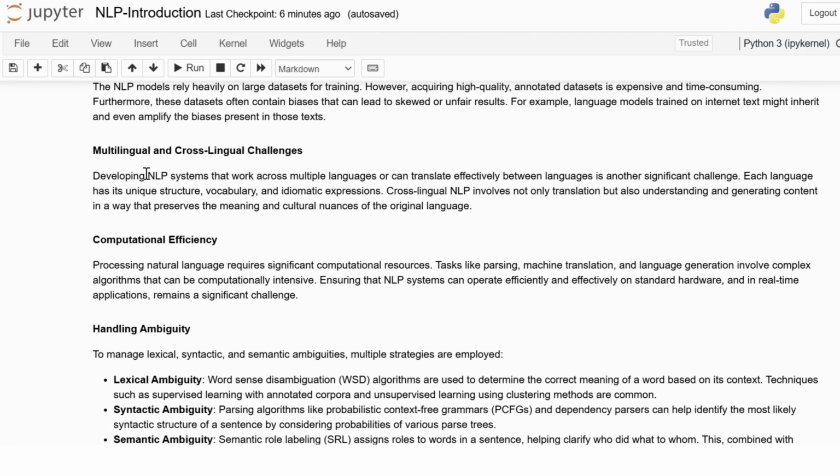The multilingual and cross-lingual challenge is that developing NLP systems that work across multiple languages, or can translate effectively between languages, is another significant challenge. Each language has its unique structure, vocabulary, and idiomatic expressions. Cross-lingual NLP involves not only translation but also understanding and generating content in a way that preserves the meaning and cultural nuances of the original language.